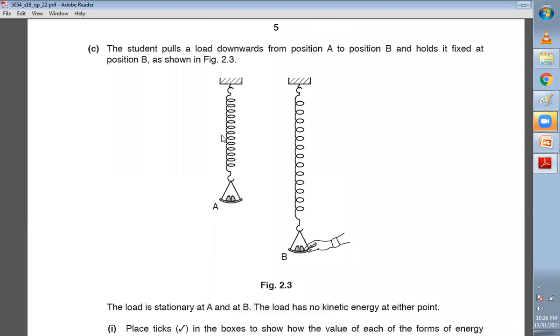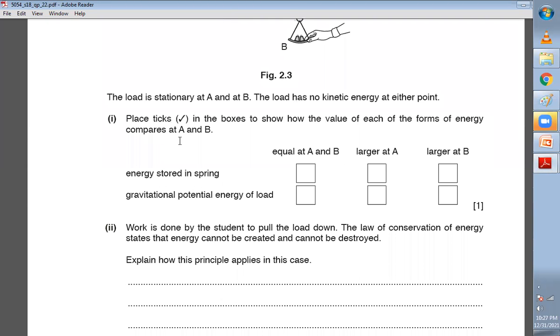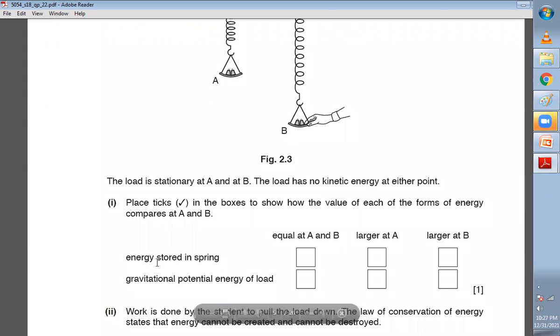So here at position A, the spring is not stretched. But in position B, the spring is stretched. So it means now it has stored energy in the spring. So the larger stored energy in the spring will be at B. So put a tick here.